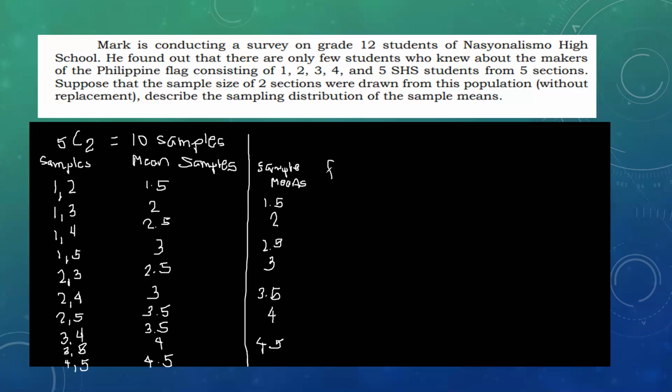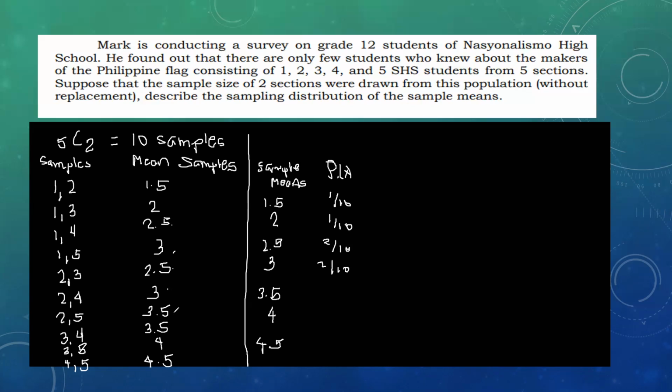Then the frequency and the sum are probability of our means. So P of x, probability tayo. So probability natin is ilan ang 1.5 natin? That will be 1 out of 10. Ang 2 natin, that is also 1 out of 10. Ilan ang 2.5 natin? Sa 1, 2. So that's 2 out of 10. Ilan 3 natin? 1, 2. That's 2 out of 10 also.